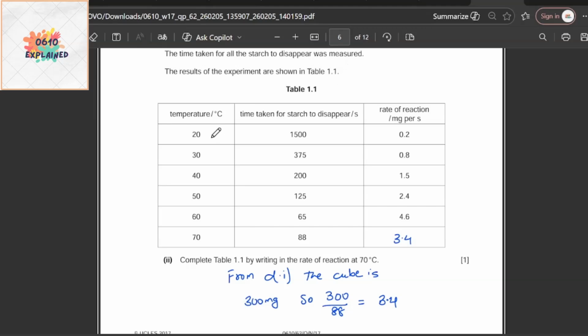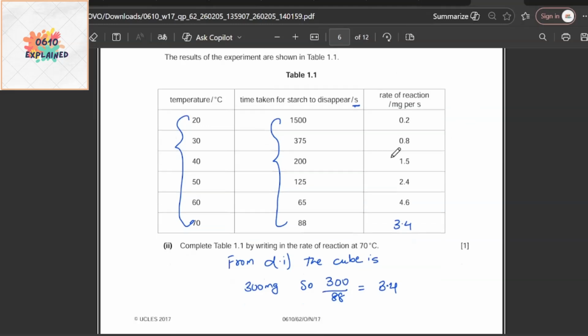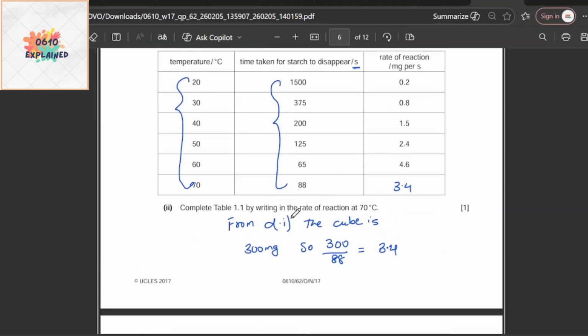So the temperature kept on increasing from 20 to 70 degrees Celsius. Time kept on decreasing, which was measured in seconds, from 1500 to 88. The rate of the reaction per milligram per second is what they are measuring. So complete table 1.1 by calculating the rate of the reaction at 70 degrees Celsius.